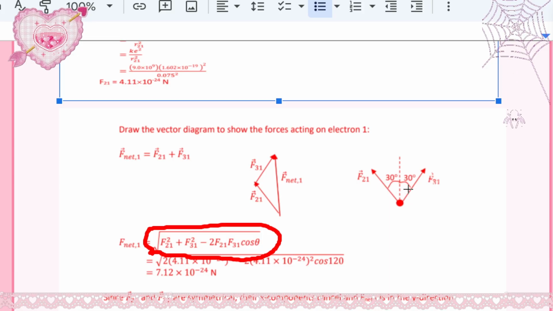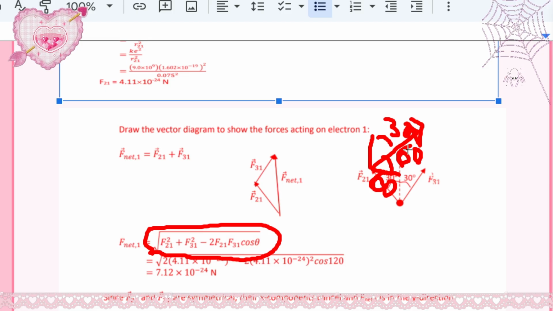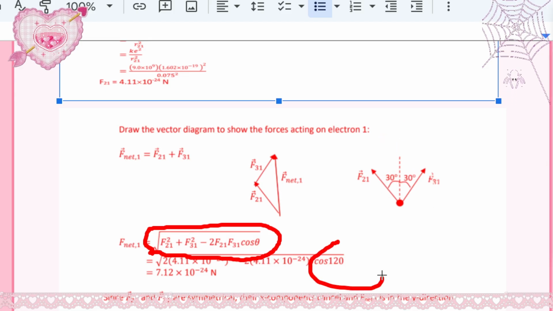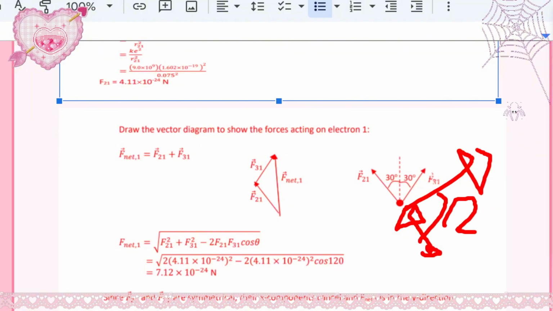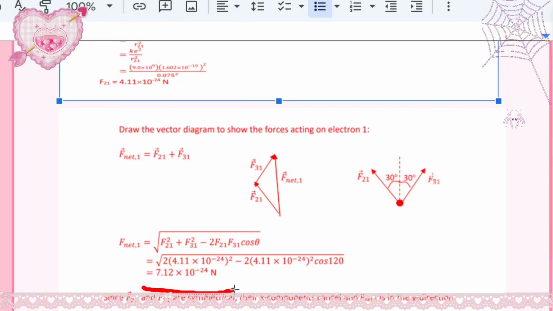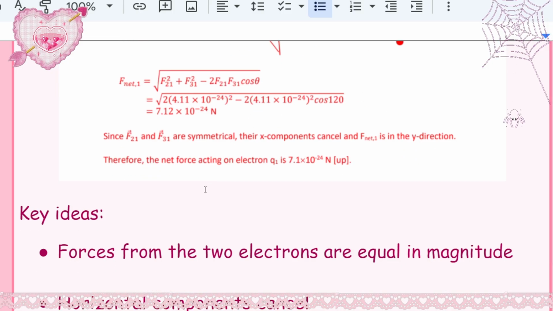Because what we're doing, we're actually taking this and we are placing it right on top. And what that means is that, well, this is going to be 60. We know that this is going to be 30. This is going to be 60. And as a result, it is 120 in total. So that's how we got cos 120. Always be careful and always remember, maybe add it up. You can always draw it out. 120, and there you go. And this is our net force, if you plug that in.